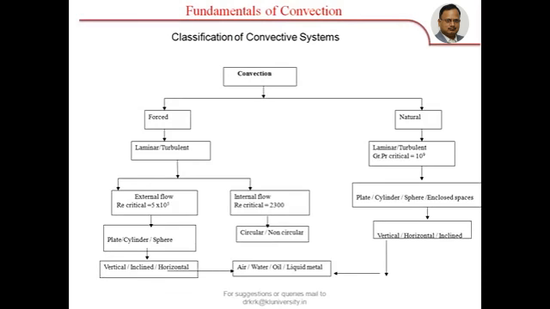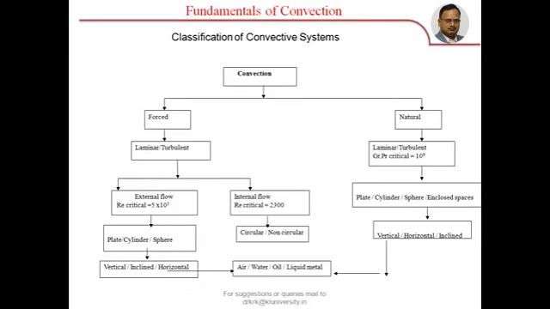Now the analysis of boundary layer. To determine the convective heat transfer coefficient, you have to know the temperature distribution. Then only you can determine the dou T by dou Y at Y equal to 0. So you should know how the temperature is varying within the fluid. That is the analysis of the thermal boundary layer, and the thermal boundary layer development will be influenced by the velocity boundary layer. So you should know how the velocity is varying within the boundary layer.